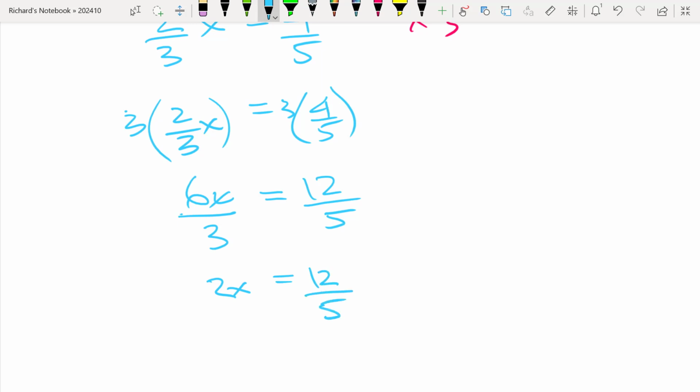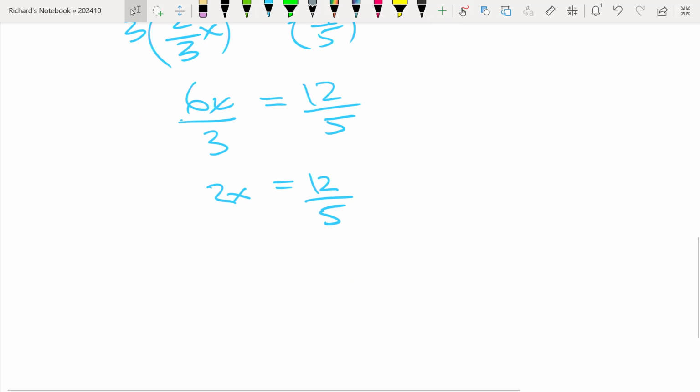2x equals 12/5. This is looking a little bit more chewy. What do I do now? Well, now what I'm going to do is divide both sides of this equation by 2 to solve for x. The 2 is the number in front of the variable that I'm trying to solve for. So here we go. I'm going to have 2x divided by 2. And that's going to be equal to the fraction 12/5 divided by 2.